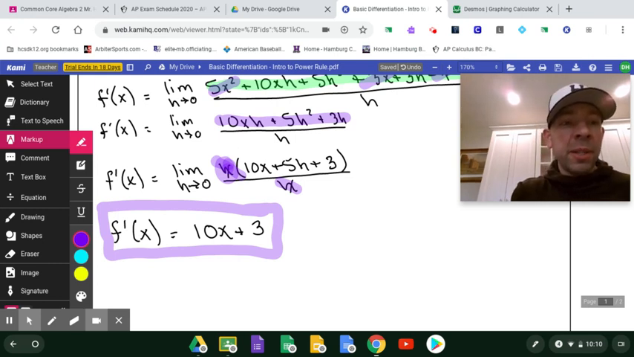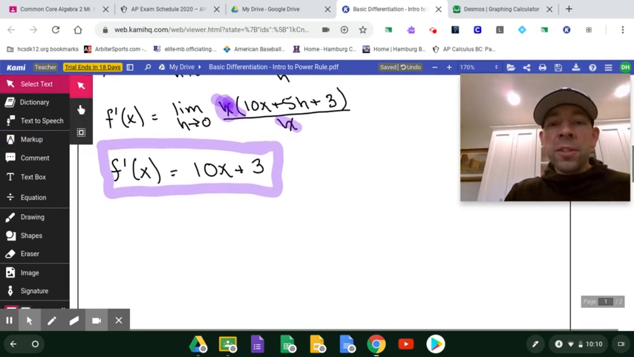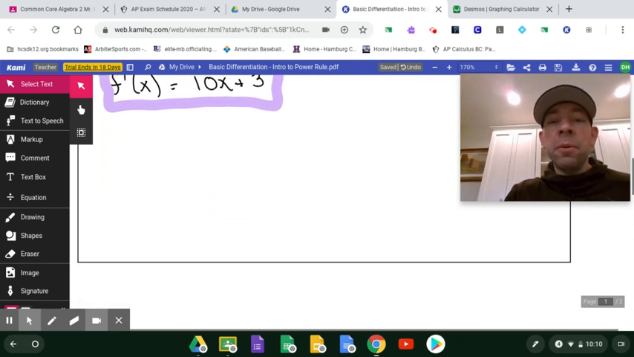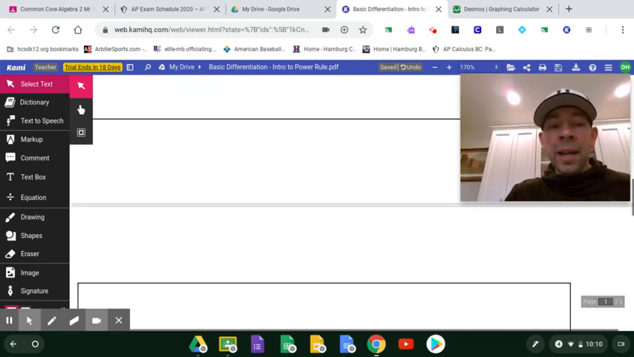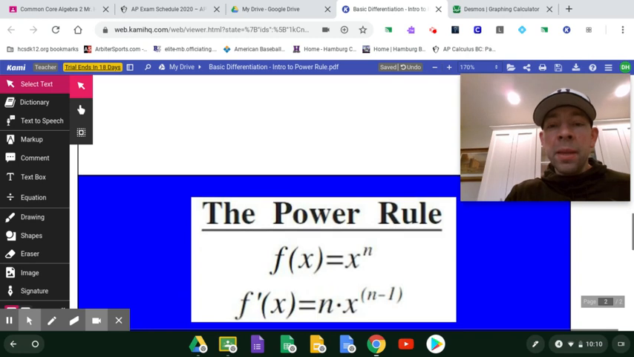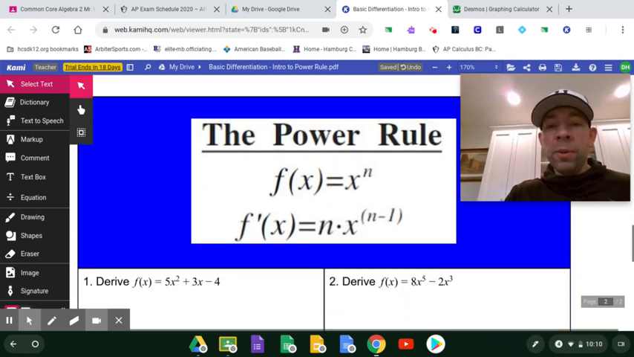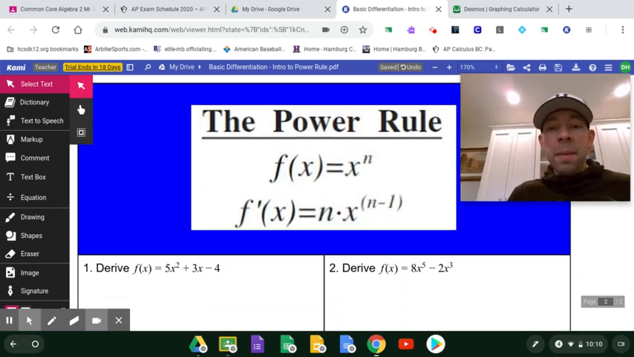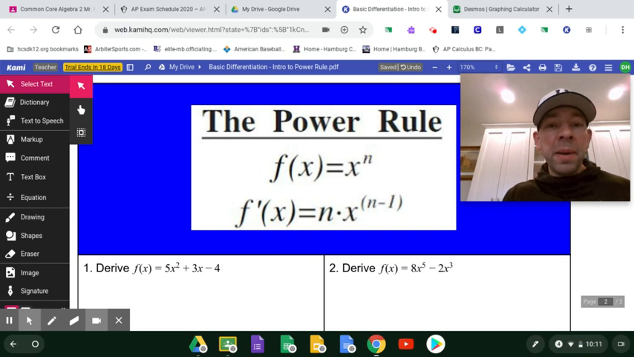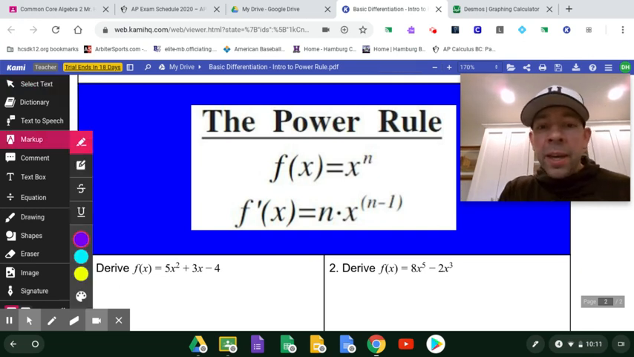So ladies and gentlemen, let me introduce you to the power rule that's going to turn that 5-minute problem into about a 5-second problem. And I don't think anybody's going to argue with that. So here's basically what our power rule says, and it applies to any polynomial term basically. And we're saying, okay, if f of x, you've got a variable here.